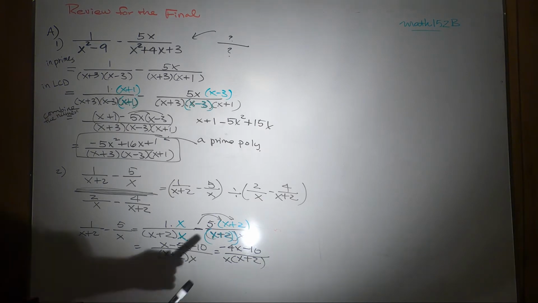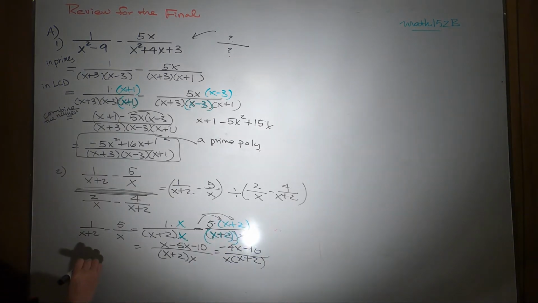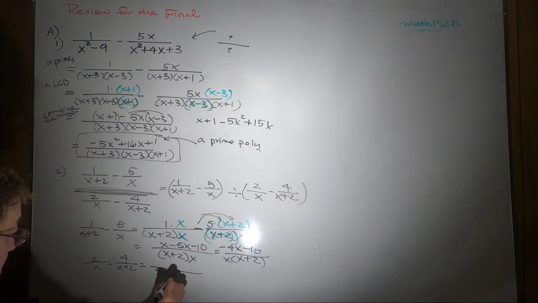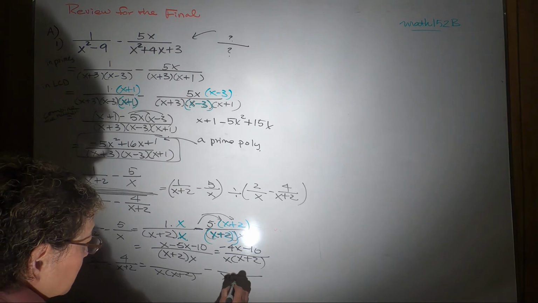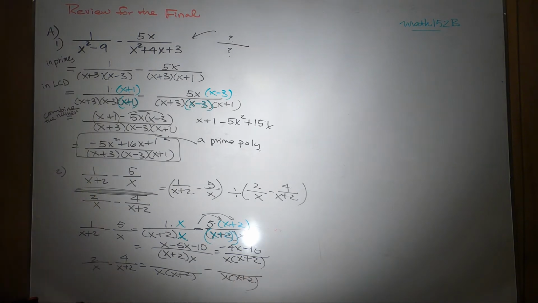Okay? Then same thing for that: 2 over x minus 4x plus 2. So your LCD would be this, right? Minus x plus 2. Then what do we have?